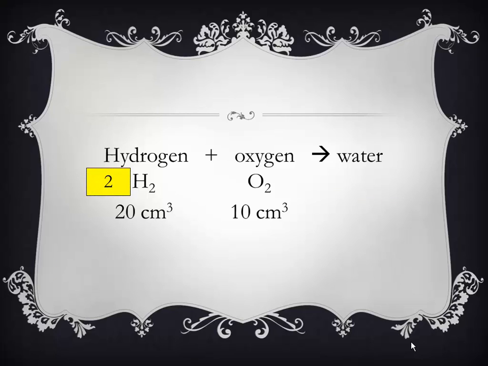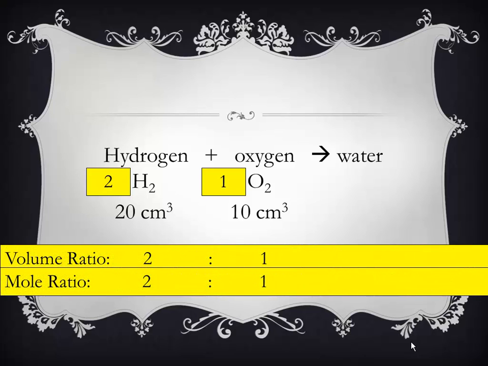Here you have an example. We have hydrogen plus oxygen yields water. If you balance it, it's a 2-to-1 ratio between hydrogen and oxygen. They're your gases. Water is a liquid, so it can't be used as molar volume. So you can see here you have 20 milliliters of hydrogen and 10 milliliters of oxygen. It's a 2-to-1 ratio, just like the mole ratio.